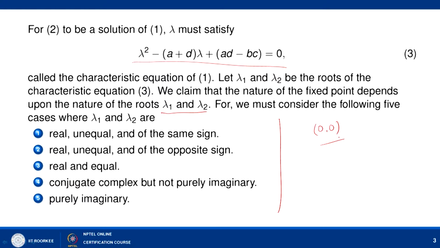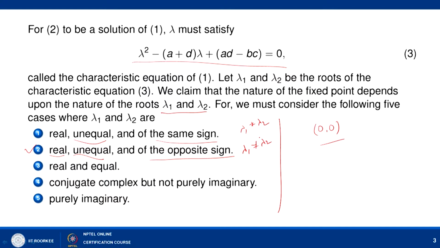So, the first case is that both lambda 1 and lambda 2 are real, unequal and of the same sign. It means that lambda 1 is not equal to lambda 2, but the sign is the same, that is, both may be positive or both may be negative. And the second case is real, unequal, but in this case they have opposite signs. So, it means lambda 1 is not equal to lambda 2, and it may happen that lambda 1 is positive but lambda 2 is negative, and it may be the otherwise also.